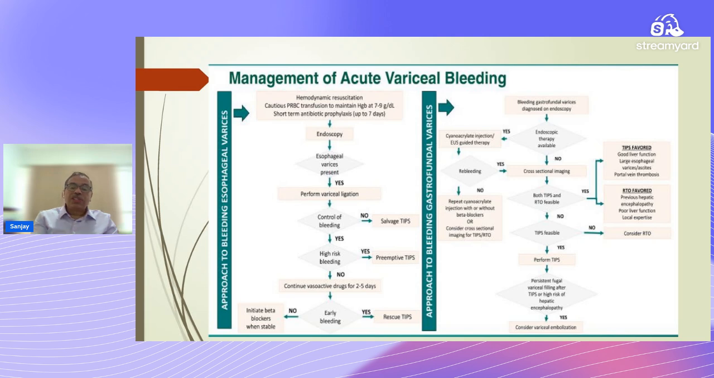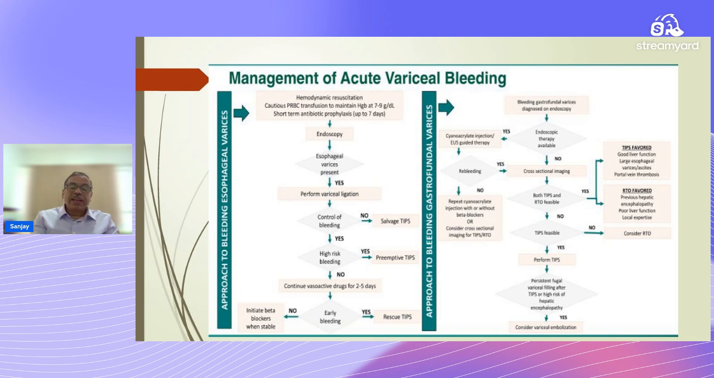If esophageal varices are present, then perform one of the measures of controlling the hemorrhage, whether a band ligation or a sclerotherapy. Say you perform a variceal ligation and the bleeding is controlled, then do a risk stratification. If it is not a high-risk case, continue the vasoactive drugs and keep a close watch. And if there is any evidence of rebleeding, then you can do a rescue TIPS.